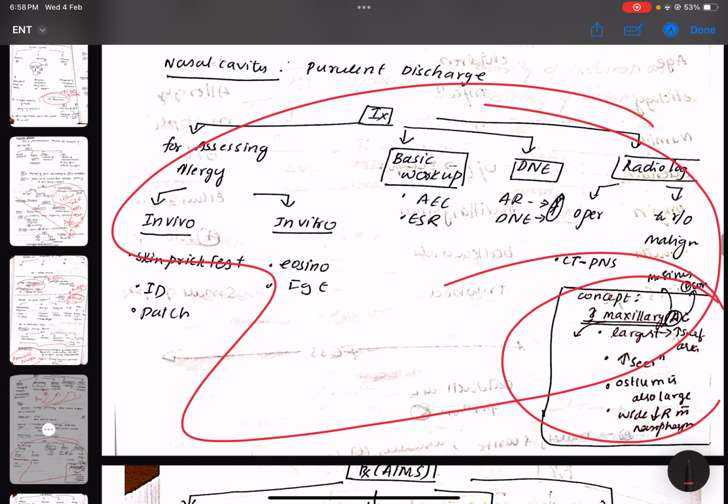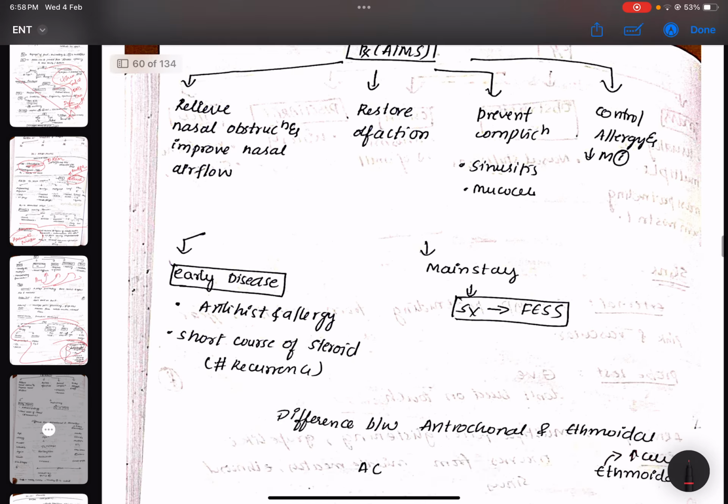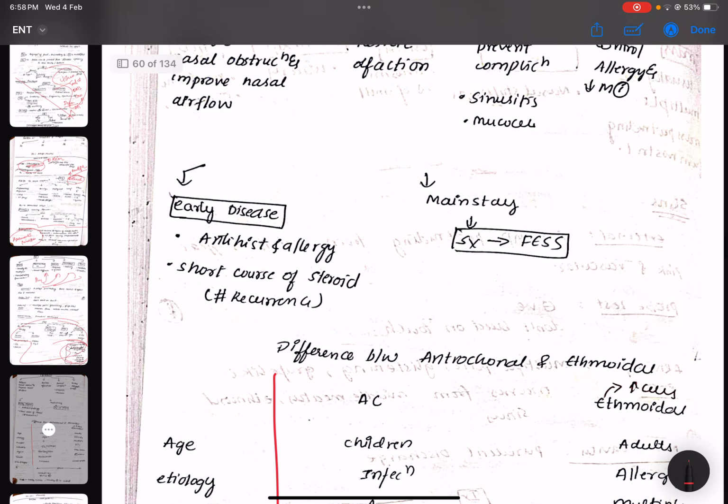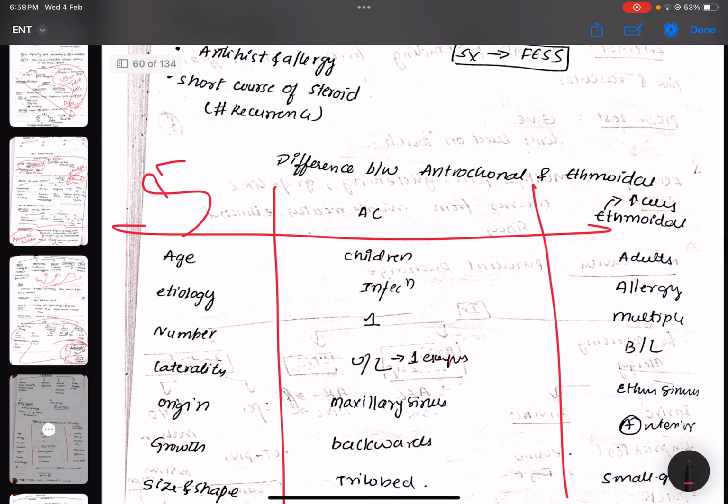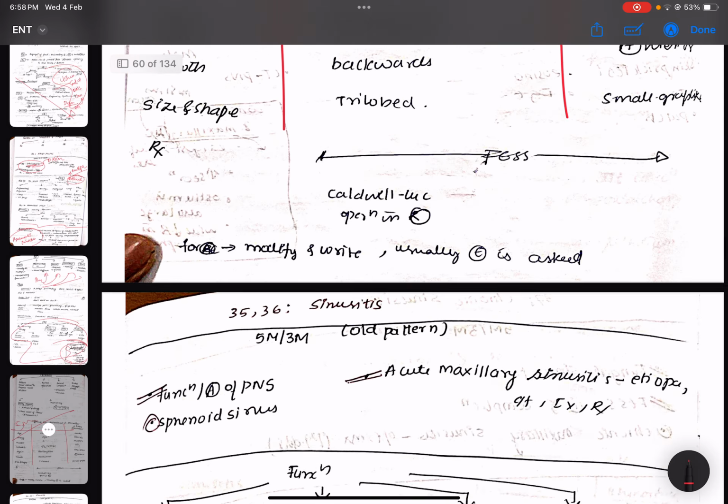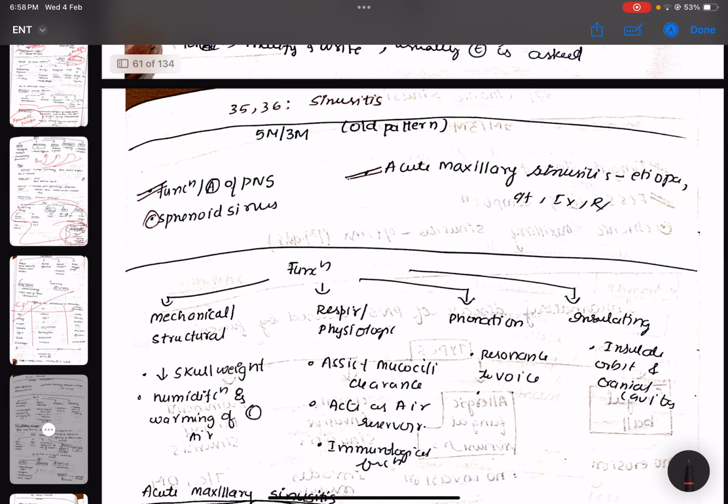Again, I have just given you the concept. You can just see maxillary or antrochoanal. Antrochoanal has to do with choana. So where is the choana in relation to the maxillary antrum? Correct. Based on that, I have just given you the concept behind it. You can just refer to it. These are the major important things which you need to know. Again, the difference between these is an independent 5 marker. Again, sinusitis.